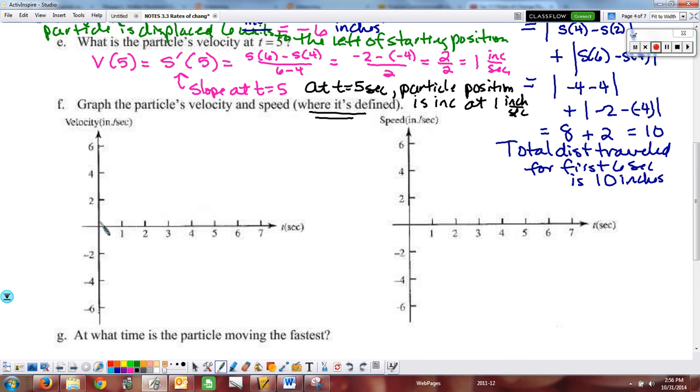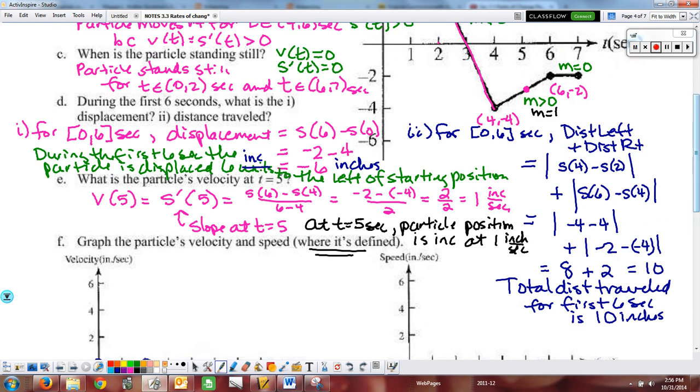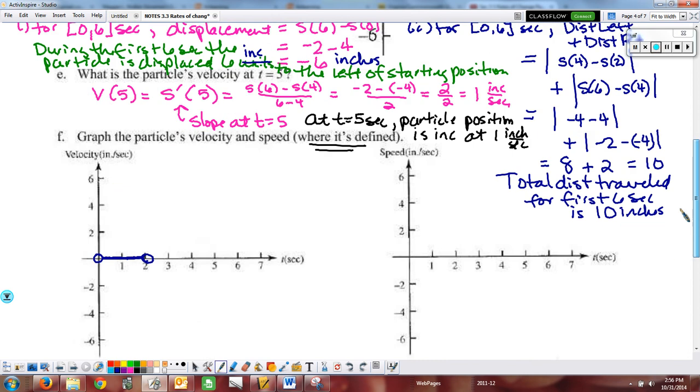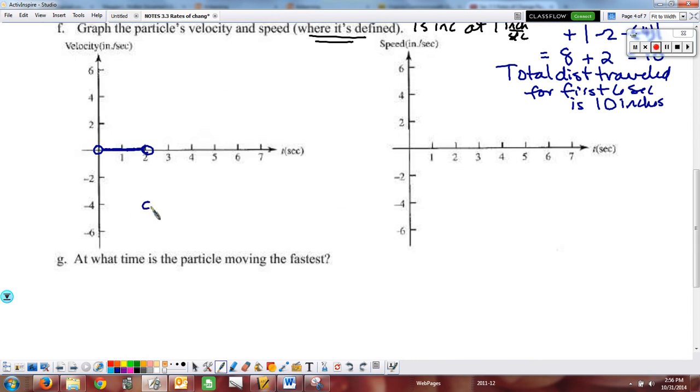So from 0 to 2 seconds, I have a slope of 0. Notice I'm putting open circles at the end because it's not differentiable at 0 and 2. And then from 2 to 4, we just found that we had a slope of -4, and it's constant the entire time. From 4 to 6, we have a slope of 1. So we add that in. And then from 6 to 7, we again had a slope of 0. So that gives us our velocity graph that we're looking at.